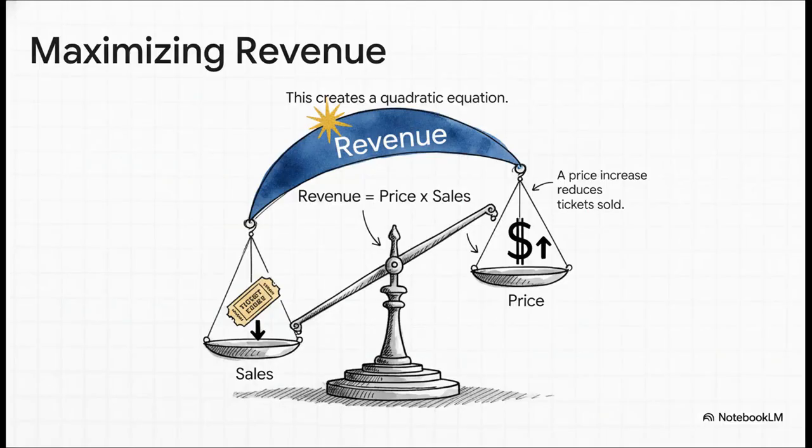Here's how it works. Revenue is just your price times the number of tickets you sell. Now, if you raise the price, you're probably going to sell fewer tickets. If you lower the price, you'll sell more. That trade-off creates a perfect quadratic relationship. And if you build an equation for that, the vertex will tell you the absolute perfect price, the sweet spot, that will make you the most money possible.